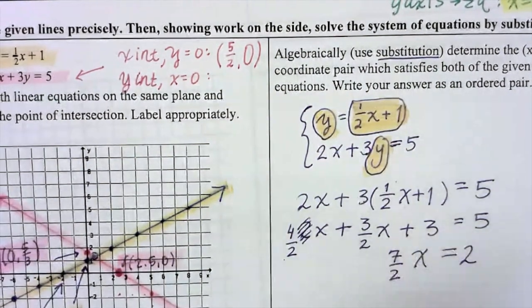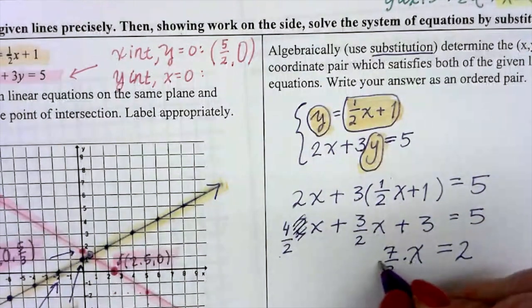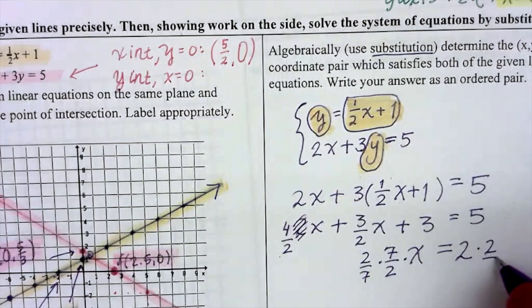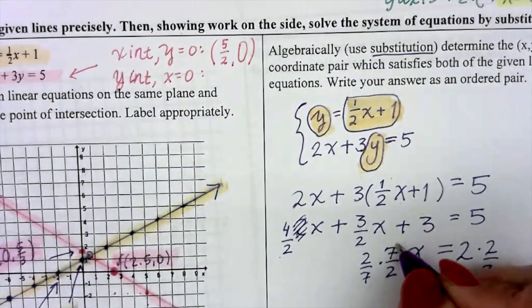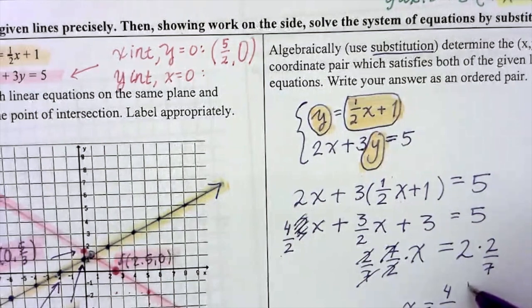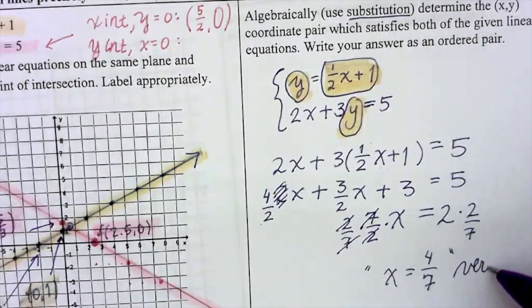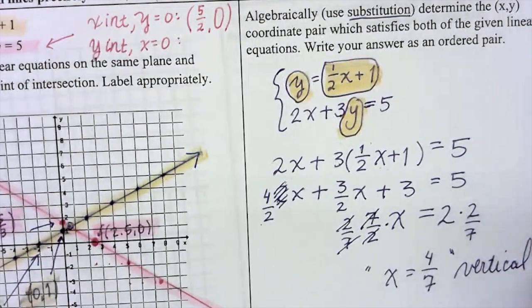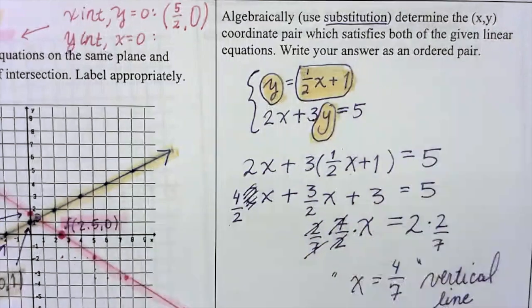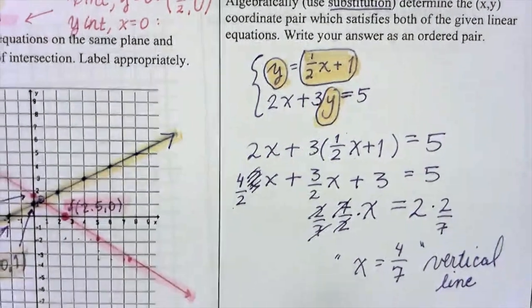How do I get my x isolated? Really, you should multiply by the reciprocal. I'm going to multiply both sides by 2 over 7. 2 over 7. You want to be efficient. These 7's reduce down to a 1. Those 2's reduce down to a 1. X equals 4/7. You do not leave your equation like that. This is a vertical line the way it is. This is the vertical line. Y equals 4/7. That is not your solution. You should not be writing something like that for your answer, okay? Your answer should be an ordered pair. This is your work, sure, but we have more to do.